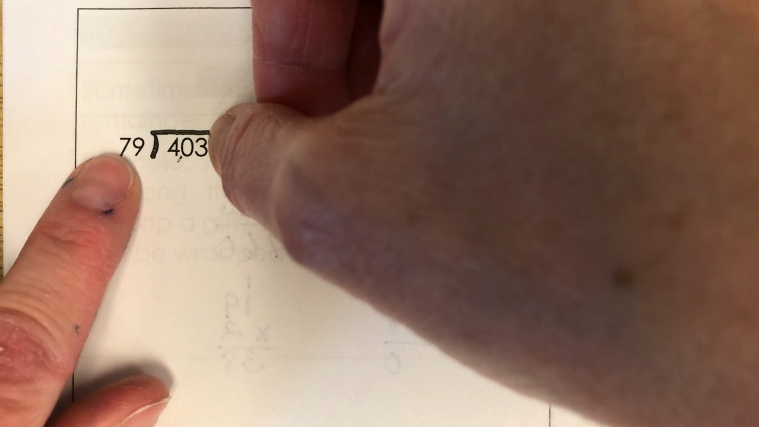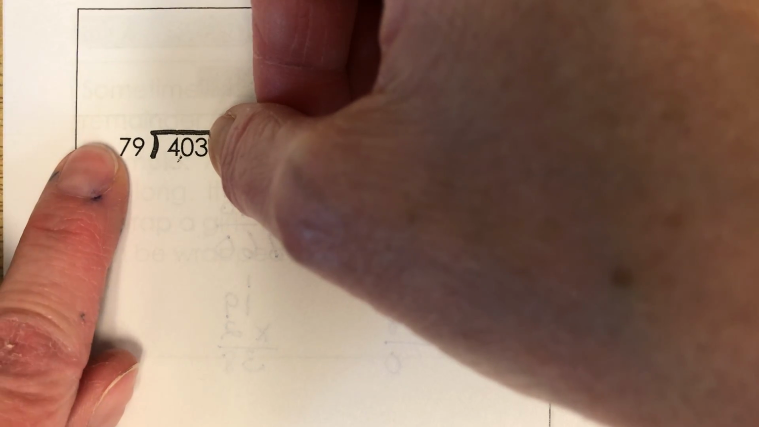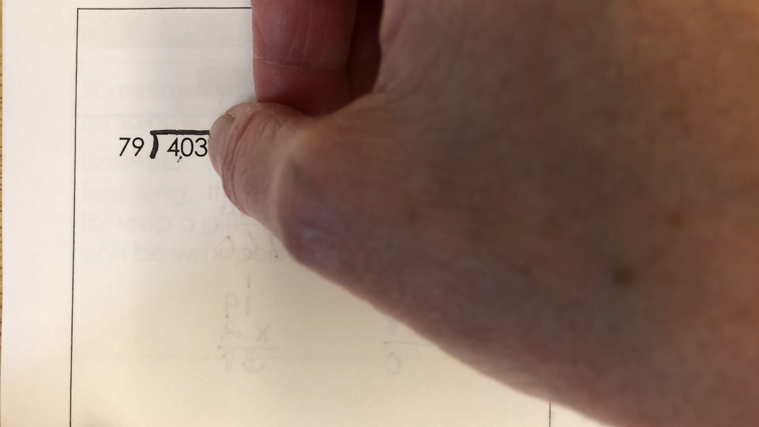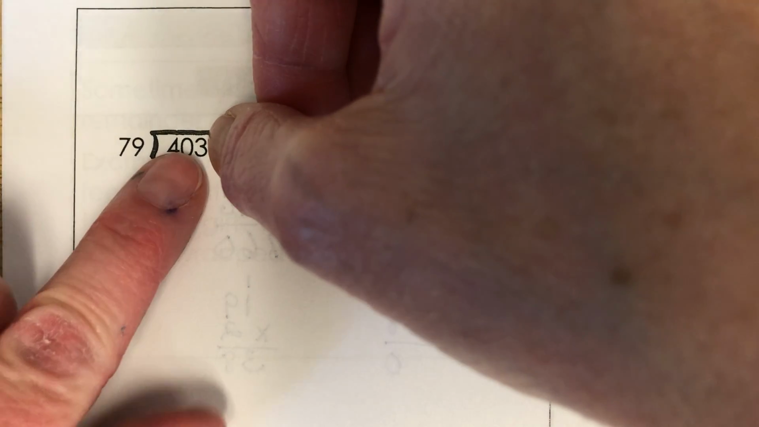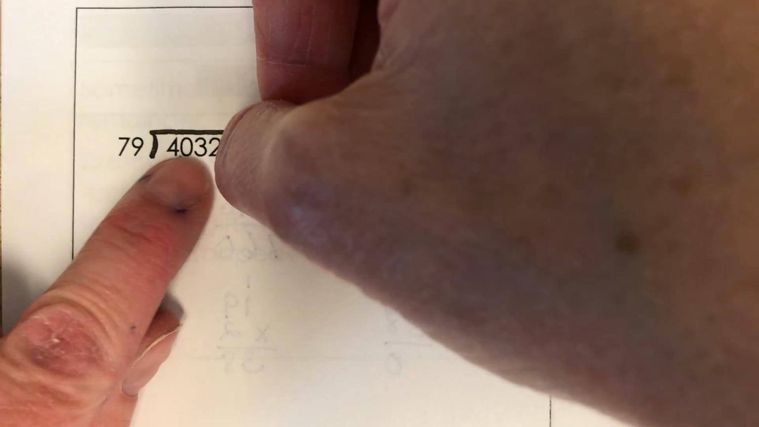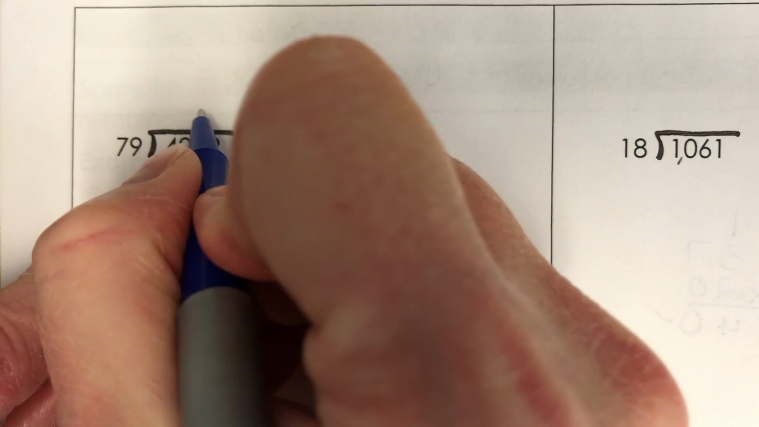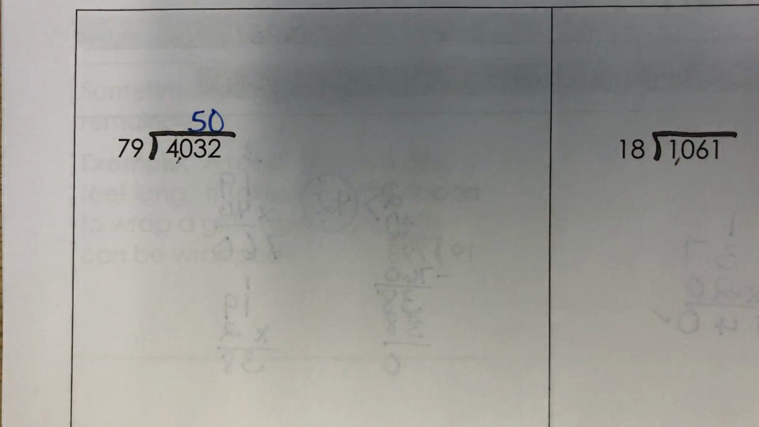And if this was 80, I might ask myself, 8 times what would give 40? So I'm ignoring the ones place in both of these. 8 times what is 40? Well, I know 8 times 5 is 40. So that would mean 80 times 5 would be 400, right? Which is really close to that, and this is just under. So I know I want to try 5, but there's a digit after that 3. So I'm going to use 50.